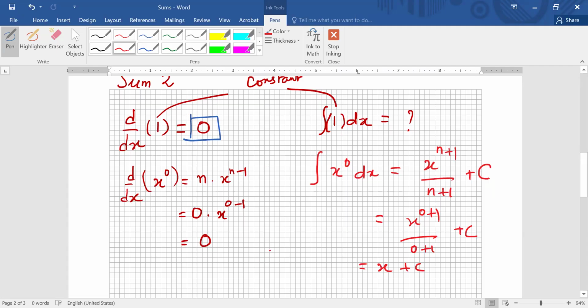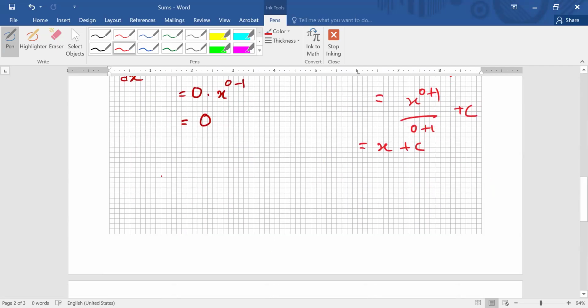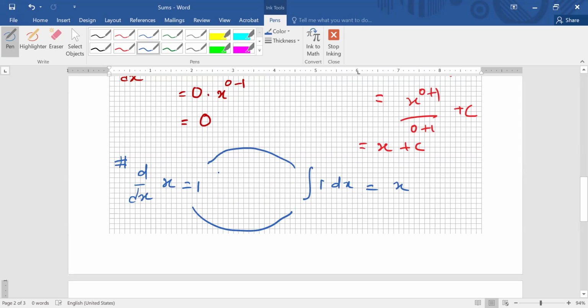Now you should be in a position to observe some things. A very important observation here is that d by dx of x is 1, and if I say integration of 1 dx, it is x. You can easily observe what is happening here. The differentiation of x is equal to 1, and when it comes to this place, the integration of 1 dx is becoming x.